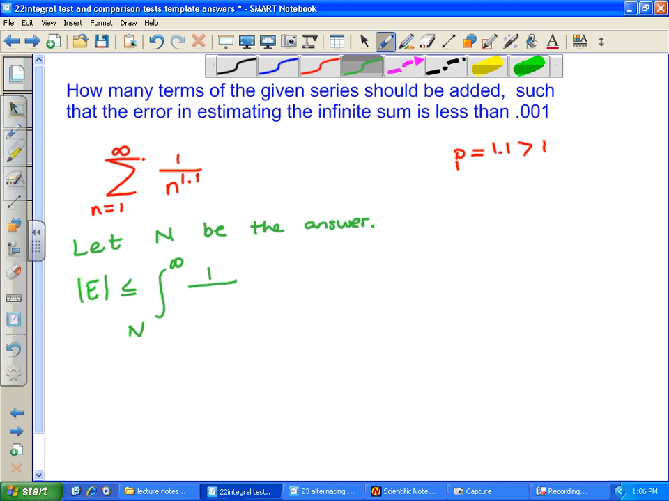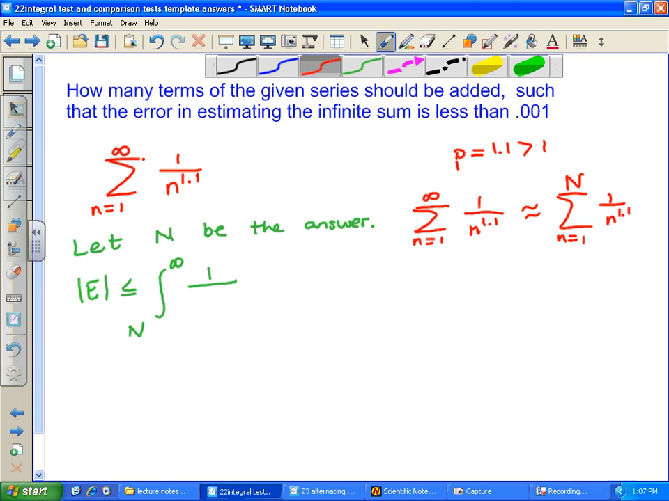So when we say let capital N be the answer, we're saying that the summation of the given series, the infinite sum, is going to be approximately the same as the summation from 1 to this finite N. The only difference between this infinite sum and this finite sum is going to be 0.001. So how many terms do we need to add to get that close to the infinite sum?